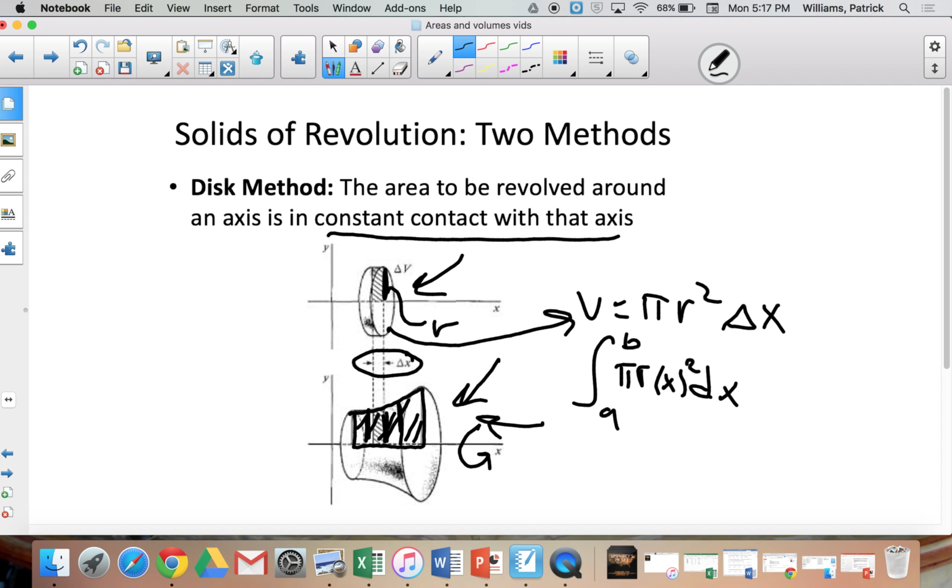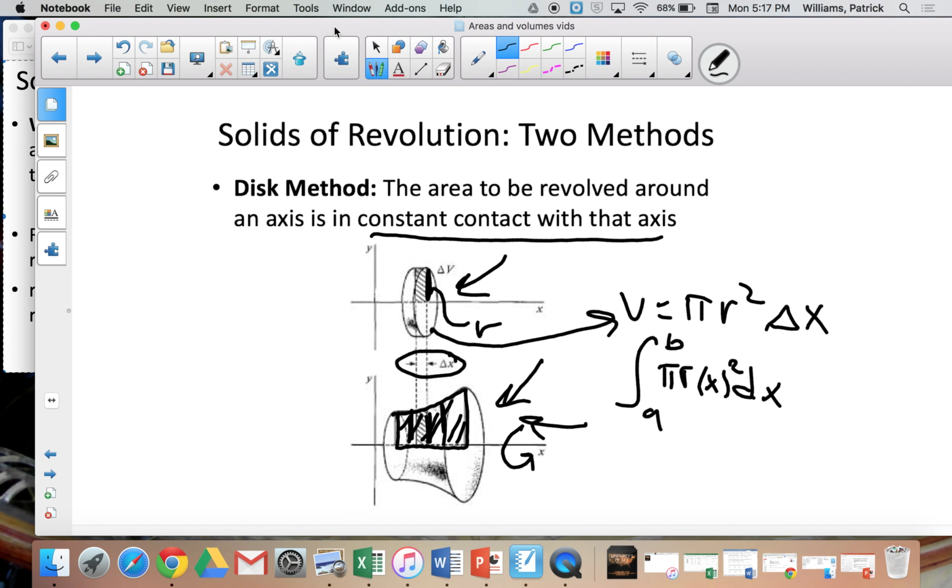So basically this is just applying the volume by slicing method to cross sections that are always going to end up being circular. The reason is because we're rotating them about an axis, so they end up forming circular cross sections. Again, the disk method is called the disk method because if we look at this little slice of volume we're getting, it's always going to look like a disk, like a coin. It's going to be a solid shape that's like a tiny, tiny little cylinder.